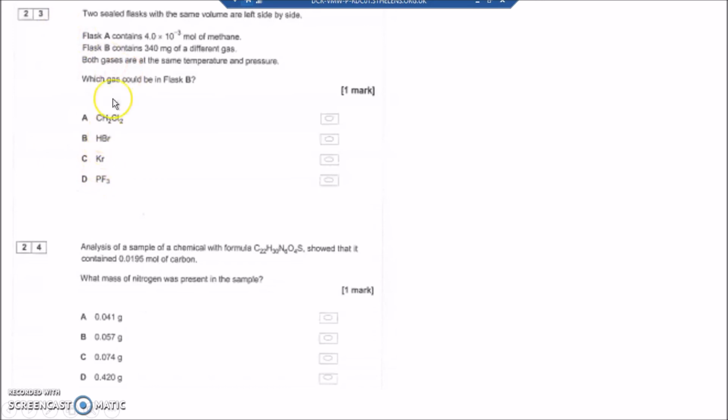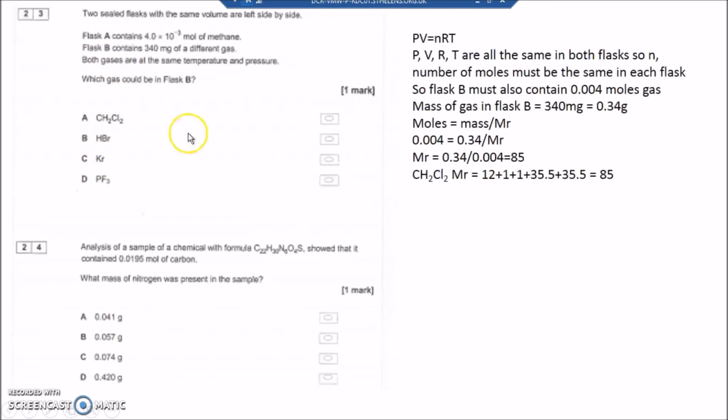Questions 23 and 24 both involve some calculations, so I'll do spoilers and then talk you through the answers. In here it looks as if I've got some flasks, some moles, some masses, but this is the key thing. It says the temperature and the pressure are the same. So I need to use PV = nRT because that's got temperature and pressure in it.